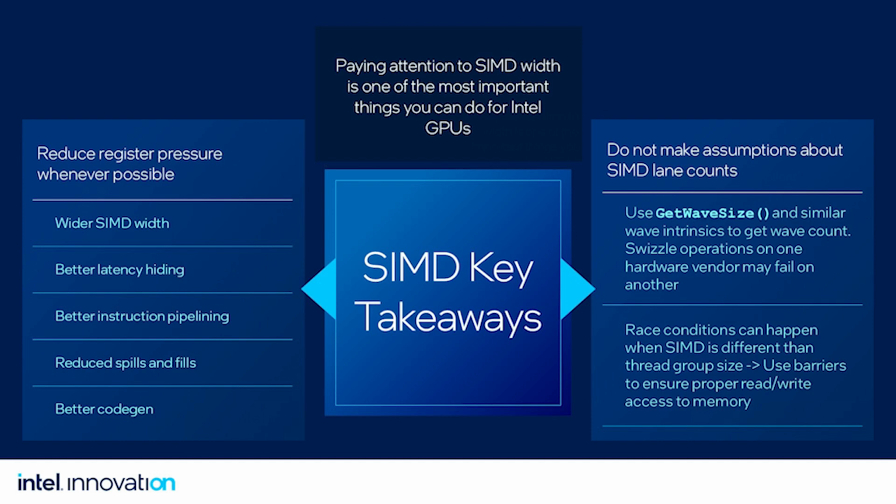Another important thing to note is race conditions can happen when SIMD is different than the thread group size. This can lead to read after write hazards and lead to corruption if one thread group depends on data from another thread group. To ensure you're getting the correct read-write behavior, use barriers to enforce this behavior. On the other side, if thread groups do not depend on each other for data, avoid barrier use as they will introduce unnecessary waiting conditions.